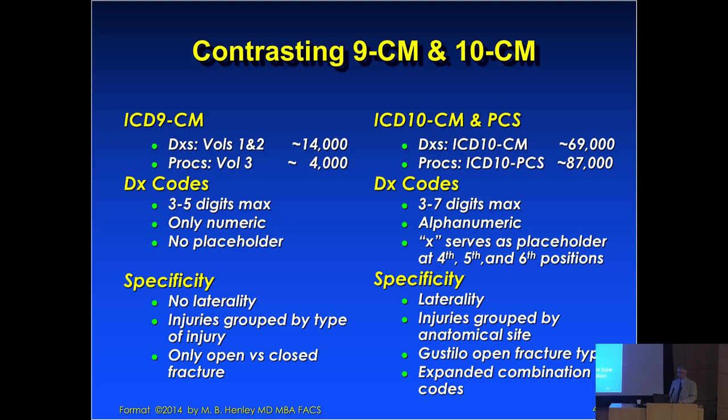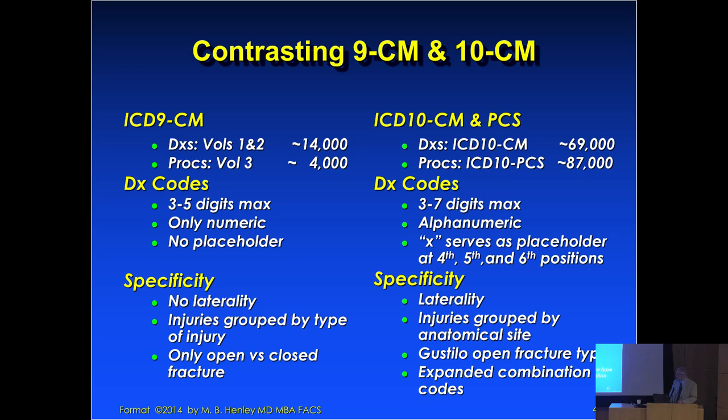There's no left and right specified in ICD-9. There is in ICD-10, including codes for bilateral, for example, osteoarthritis. Injuries were grouped by injury, so you'd look at fracture, for example, and then femur in ICD-9, whereas in ICD-10, everything's grouped by anatomical site, meaning you might go to femoral head, and then you see fracture.